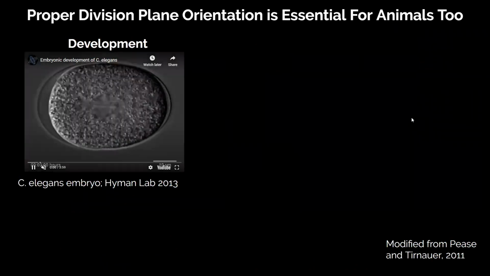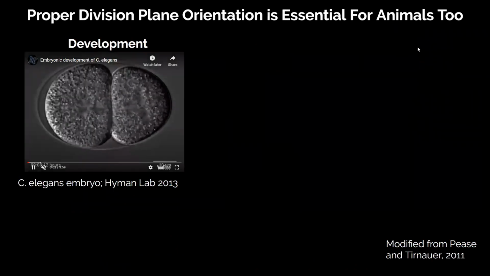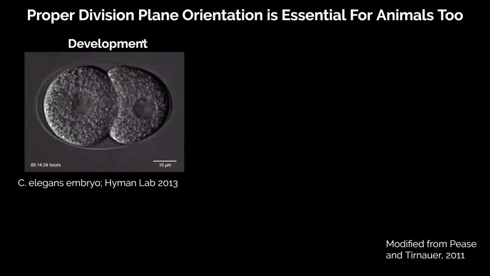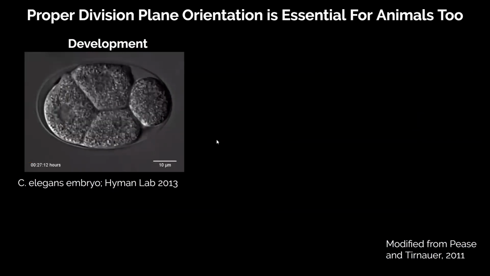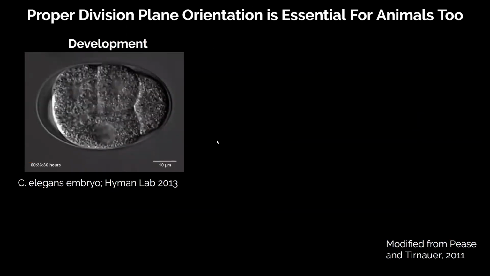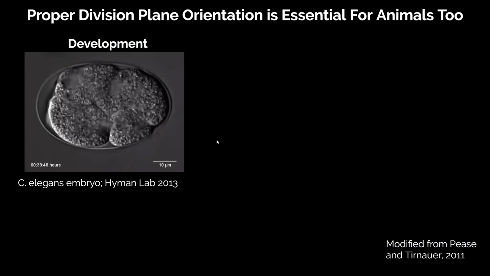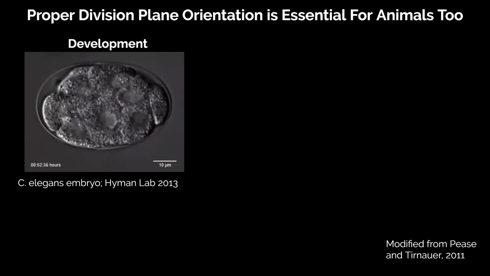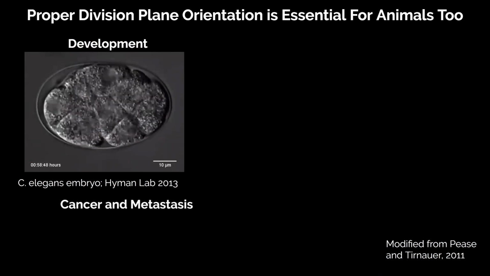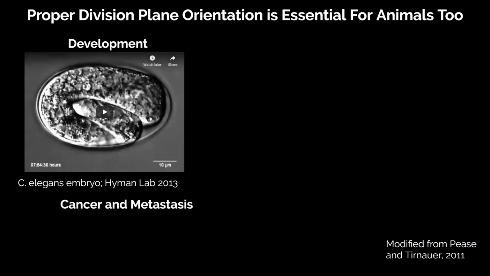Now, division plane orientation isn't only important for plants, it's important for animals too. For example, all multicellular organisms, like the C. elegans embryo, begin as a single cell, and they have to undergo a very ordered series of divisions to eventually give rise to a correctly patterned adult. If you're interested in medicine, division plane orientation is also very important in terms of cancer and metastasis.